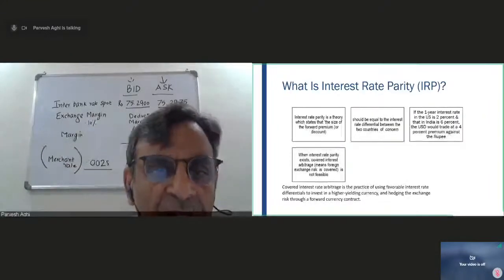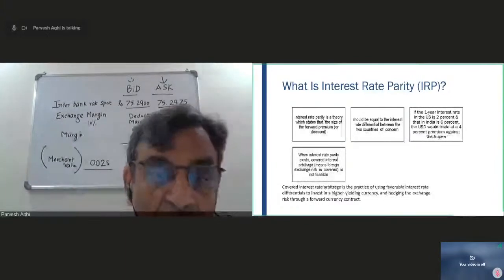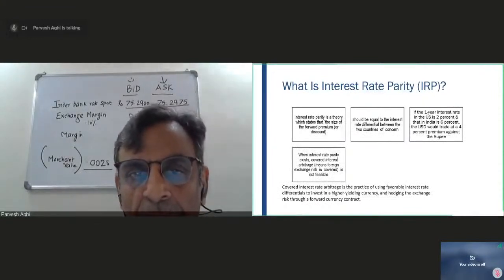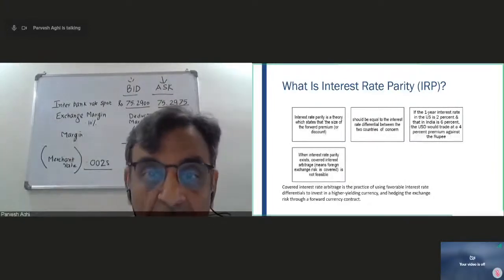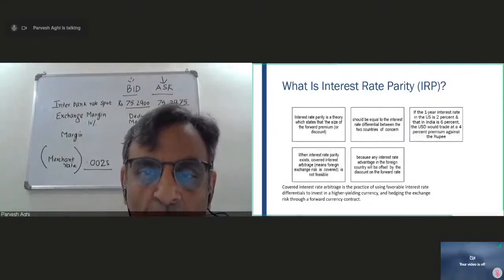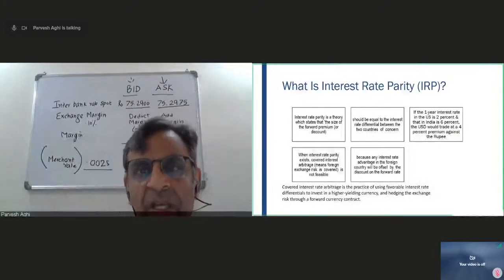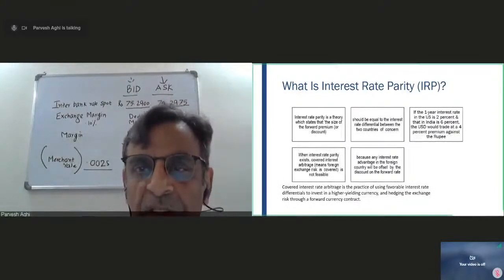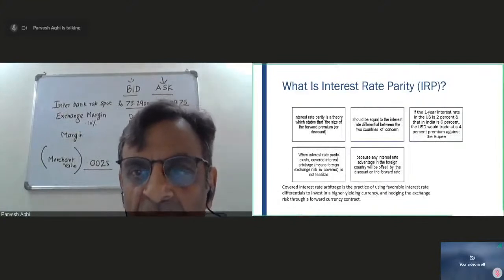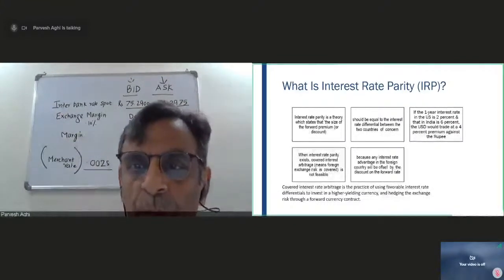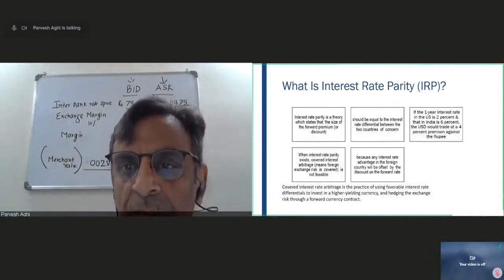Okay. So when the interest rate parity exists, covered interest arbitrage is not feasible. Okay. So this is very important. When the interest rate parity exists, there is no arbitrage which can happen in the market. Okay. So we'll understand what this arbitrage is. Because any interest rate advantage in the foreign country will be offset by the discount on the forward rate. Now, for example, let's say the rate of interest in India is 6% and in US it is 2%. Then people will like to put money in India because it is giving 6%.